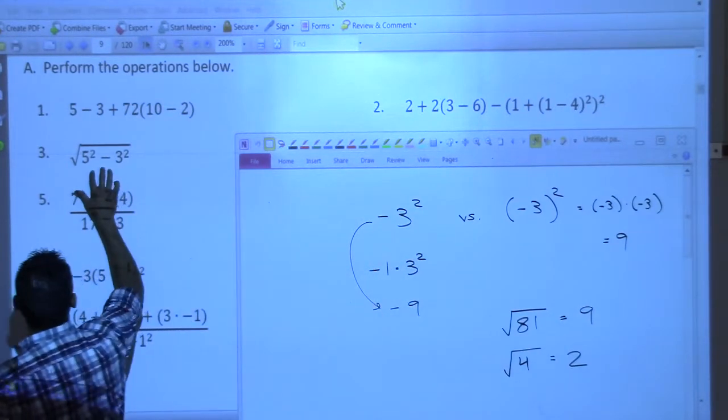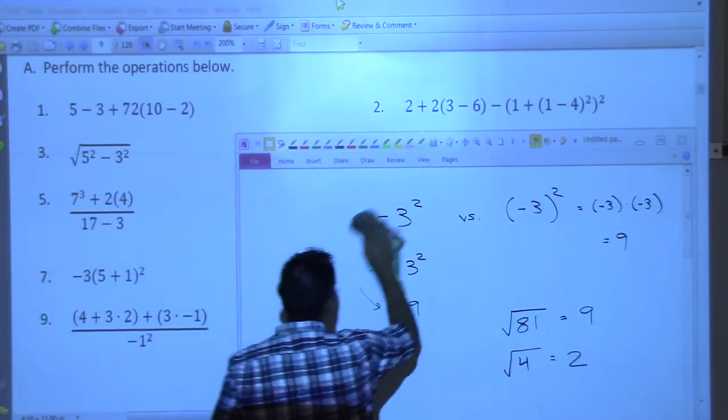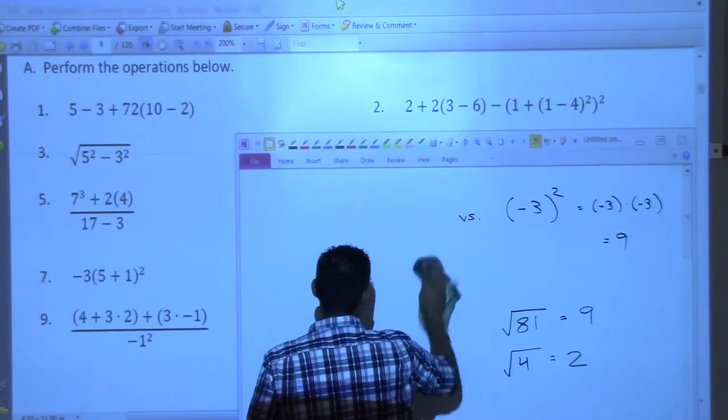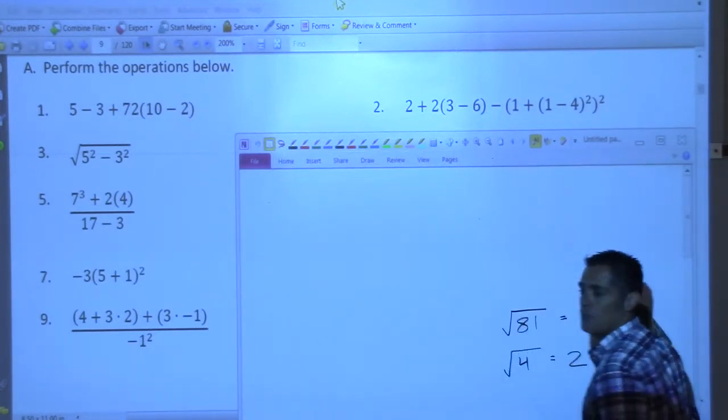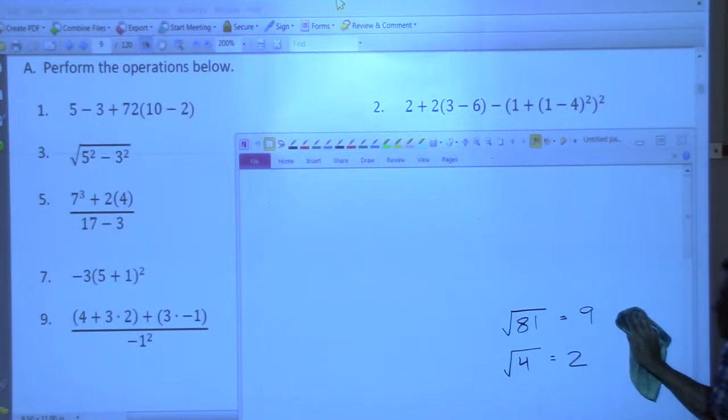But here, with that expression, when you see a square root, you have to treat the square root like a parenthesis. You have to do what's inside of the square root first.